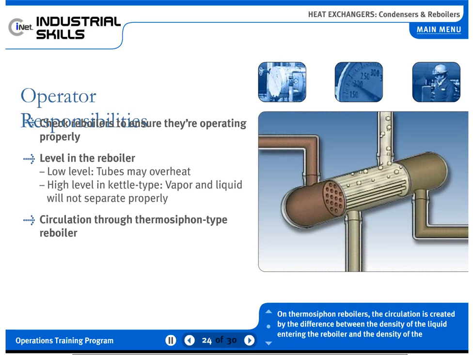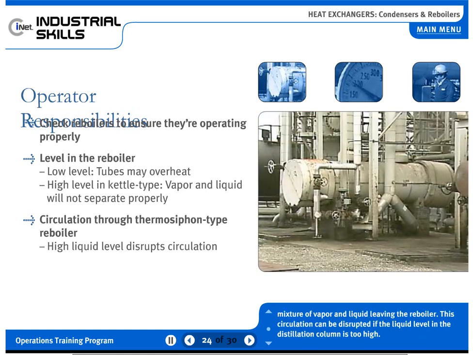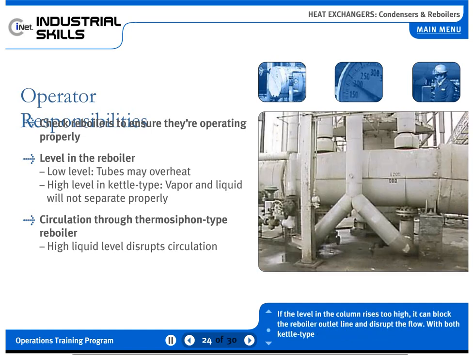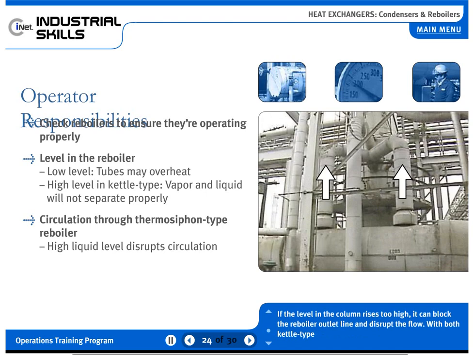On thermosiphon reboilers, the circulation is created by the difference between the density of the liquid entering the reboiler and the density of the mixture of vapor and liquid leaving the reboiler. This circulation can be disrupted if the liquid level in the distillation column is too high. If the level in the column rises too high, it can block the reboiler outlet line and disrupt the flow.